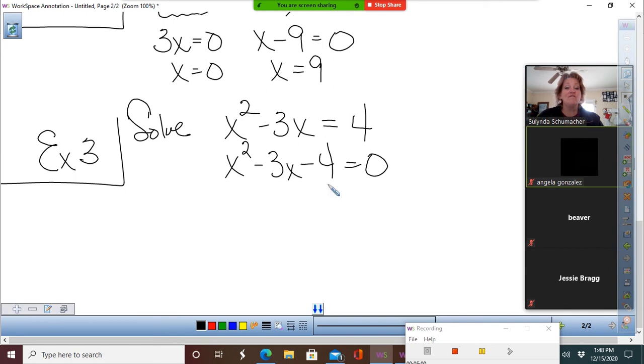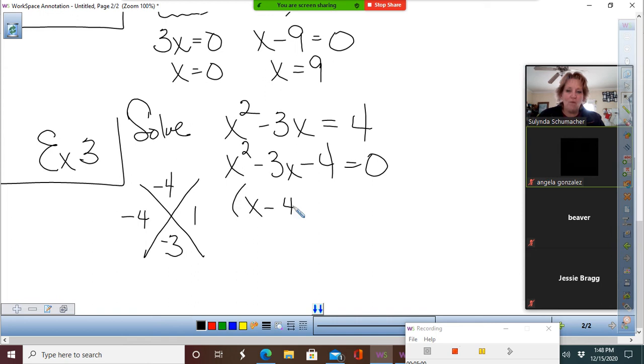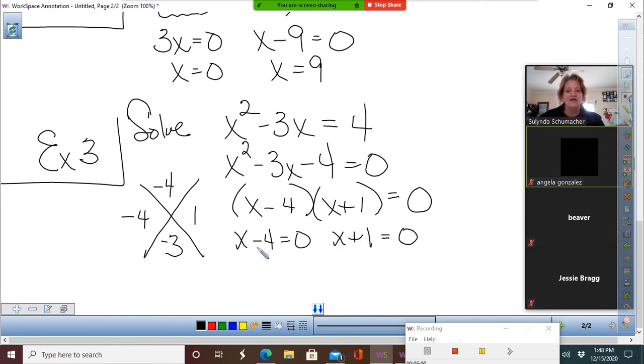All right, so now we're going to factor it. Last number times the first is negative 4. Middle number is negative 3. So my numbers are negative 4 and 1. So my factors are x minus 4, x plus 1 equals 0. Now, any factor with an x in it, we're going to set equal to 0. So I have x minus 4 equals 0, and x plus 1 equals 0. So my first solution is x equals positive 4. My second solution is x equals negative 1.